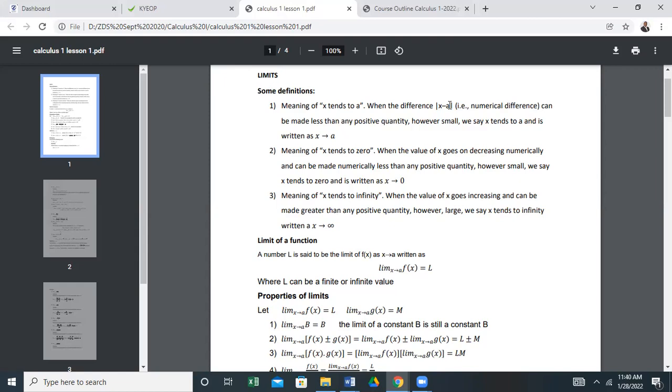In the second case, for example, when I say x tends to 0, it means that I'm trying to decrease numerically the value of my x to tend to 0. Let's say it was 5. When it is tending to 0, it can go to 4, 3, 2, 1, 0.8, 0.3, 0.001. We are tending to 0. Then I have the meaning of x tending to infinity. When x tends to infinity, it means that I'm increasing the number of x infinitely, endlessly, forever, right?